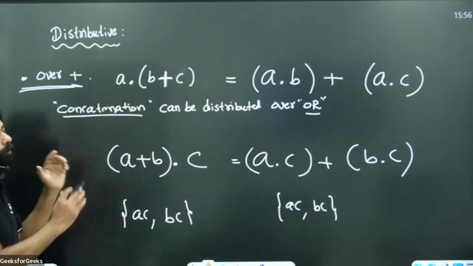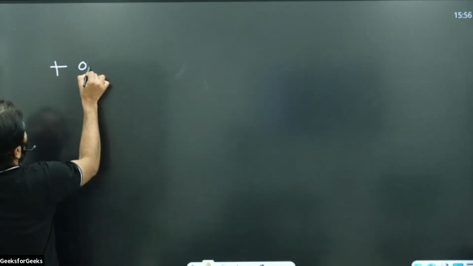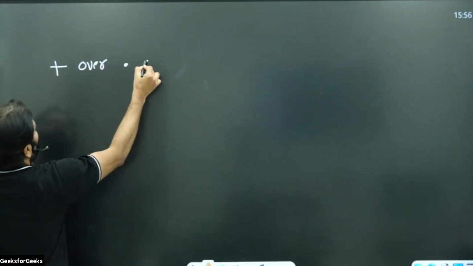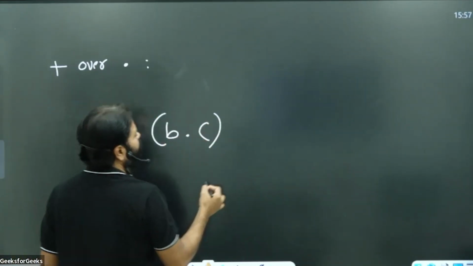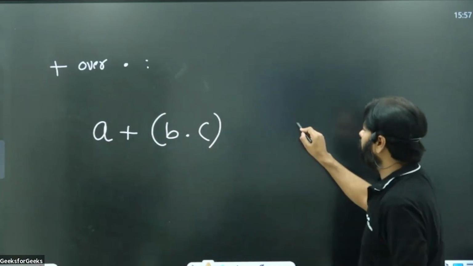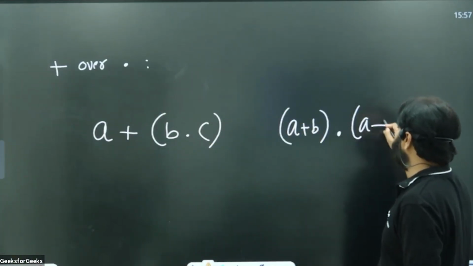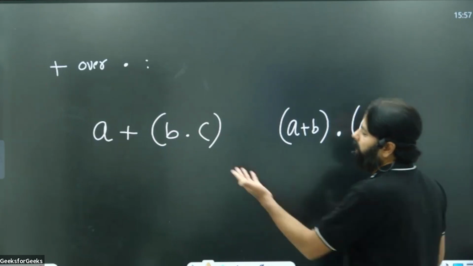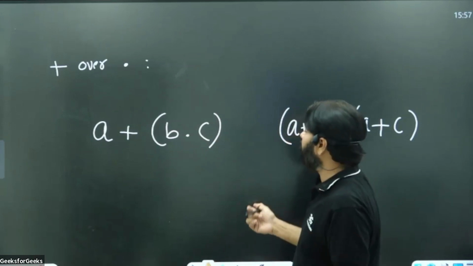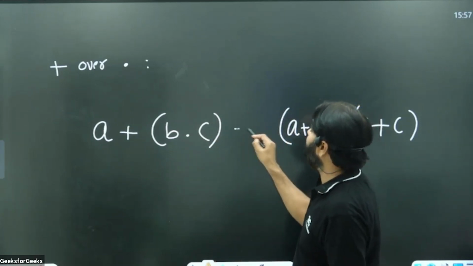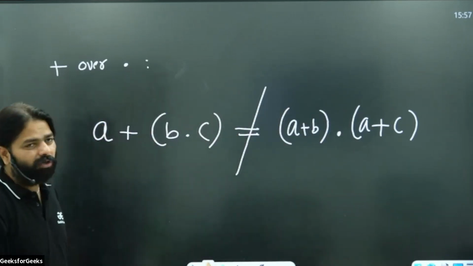But when you apply plus over dot, then you are in danger. Plus over dot, do from any side. Example, A plus B dot C, and if you try to apply plus over the dot, you get A plus B dot A plus C. In digital logic, you can apply, because there plus means OR, dot means AND. But here dot means concatenation. So the result is different. So this is not going to hold, because sometimes equal, sometimes not equal.